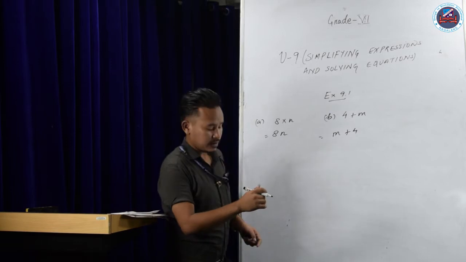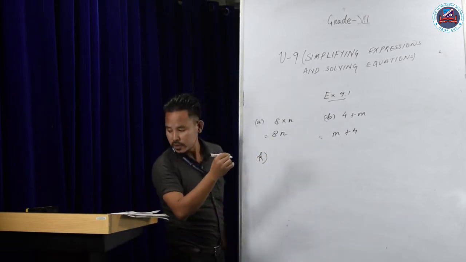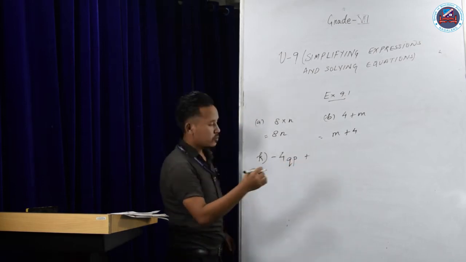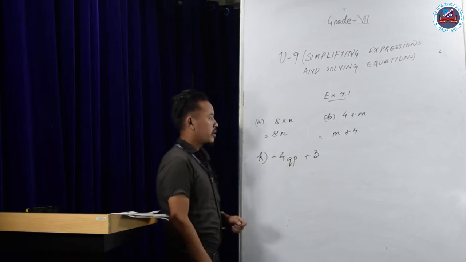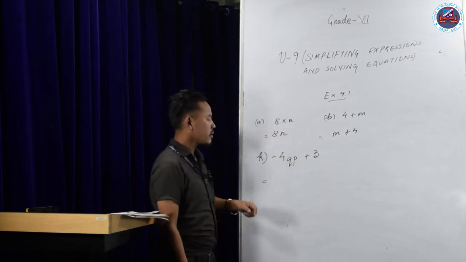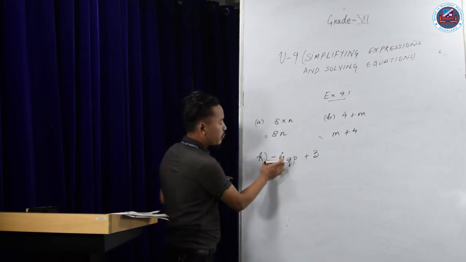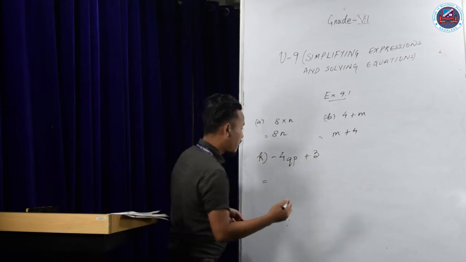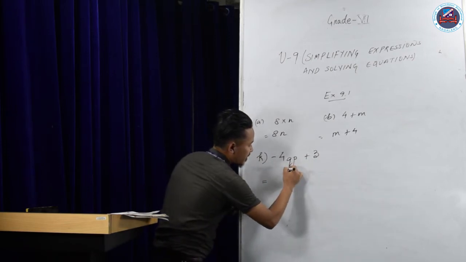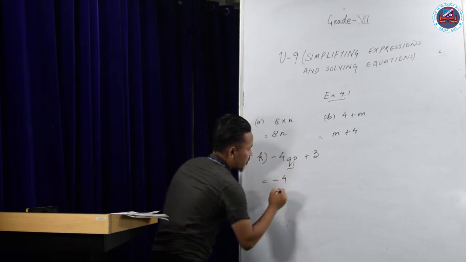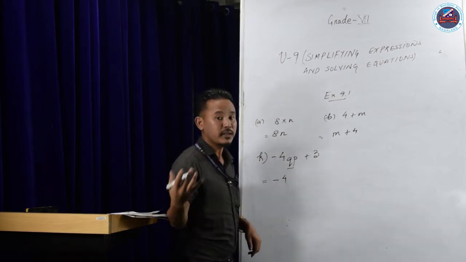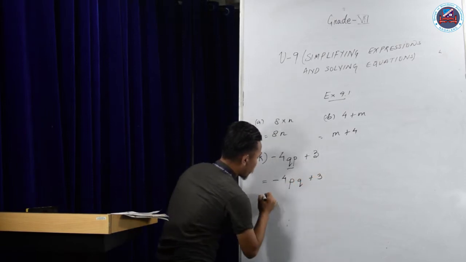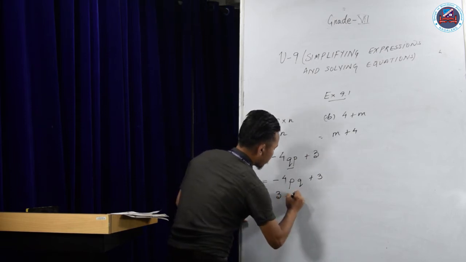One more question I will do, that is number K, that is 4qp plus 3. Now, as you can see here, since we have a negative number in front, what we usually do is shift it. So instead of minus 4qp, let's arrange it first, minus 4. We know q comes later than p, so it becomes minus 4pq plus 3, which we can write together as 3 minus 4pq.